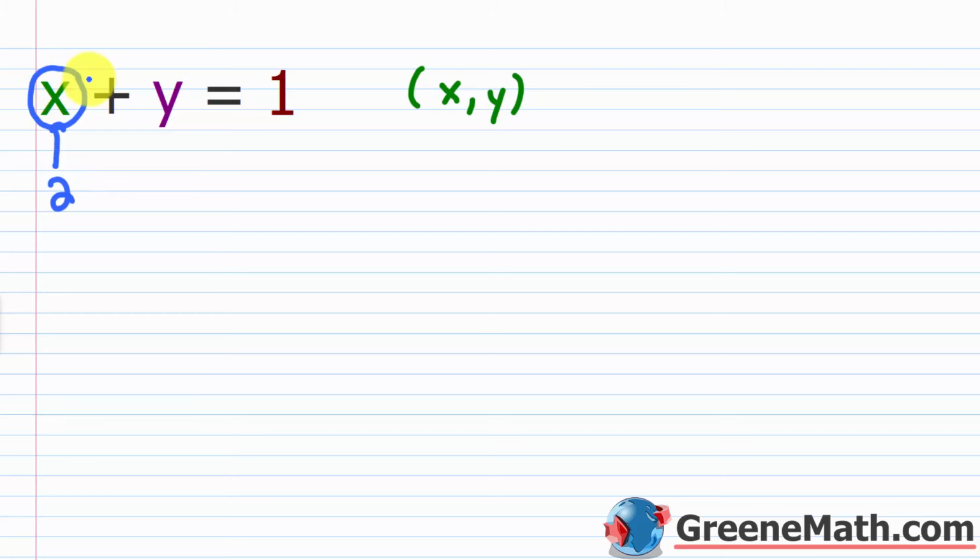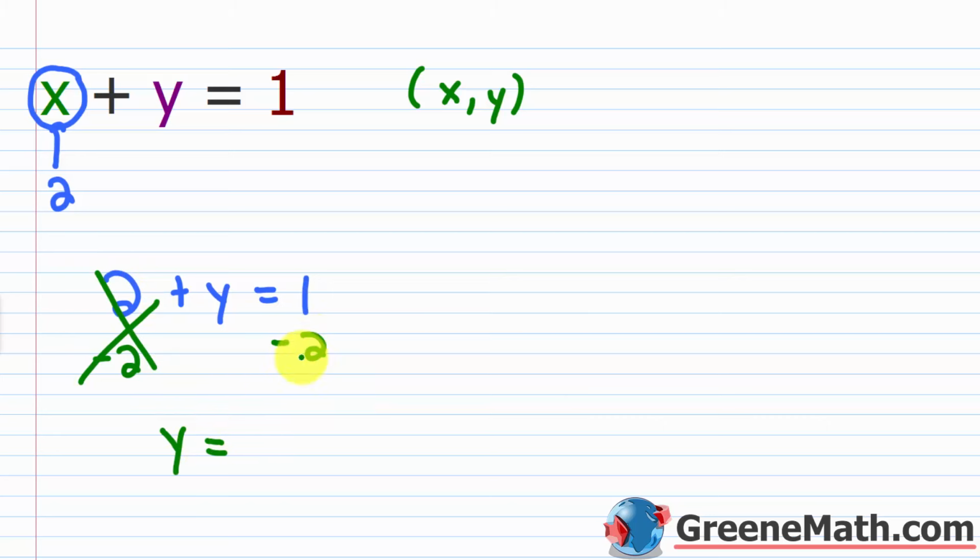Plug that in for x and then solve for y. So 2 plus y equals 1. If I want to solve for y, I just subtract 2 away from each side of the equation. This cancels. I get y is equal to 1 minus 2, which is negative 1. So what this tells me is that I plugged in a 2 for x. So when x is 2, y is negative 1. So that ordered pair, 2 comma negative 1, satisfies this equation.